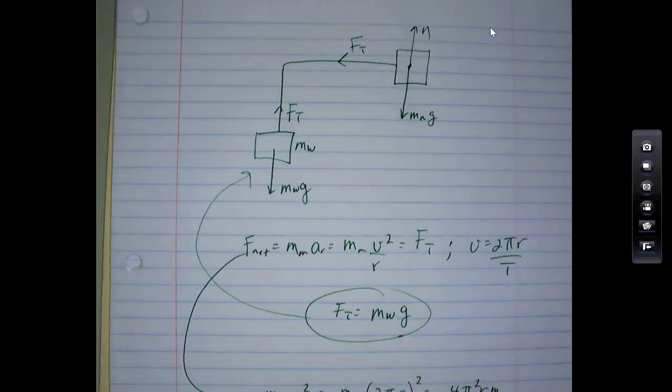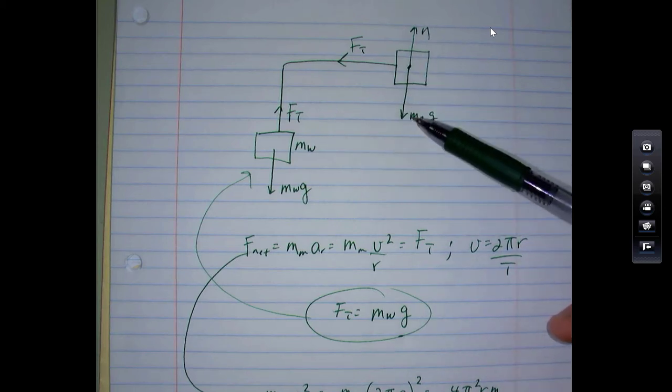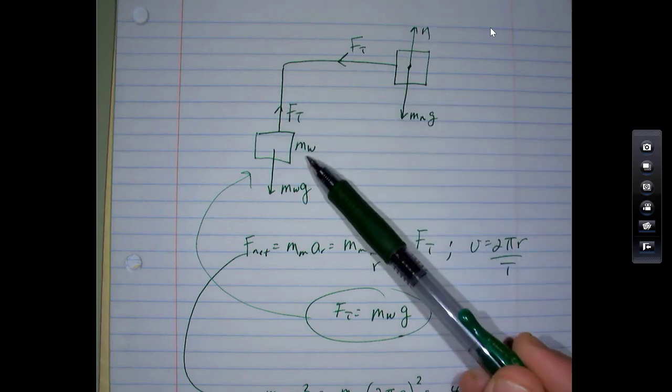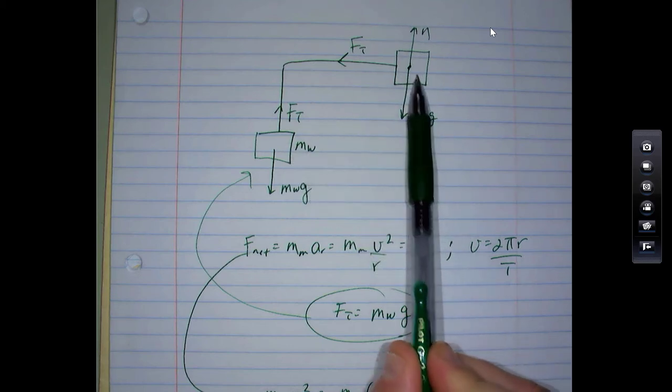Hi everybody, I wanted to give you a little bit more information on this centripetal force activity. So basically here's the setup. This is the moving mass. I called it M sub M for moving mass. And here's the washers. And the moving mass is going in a circle.